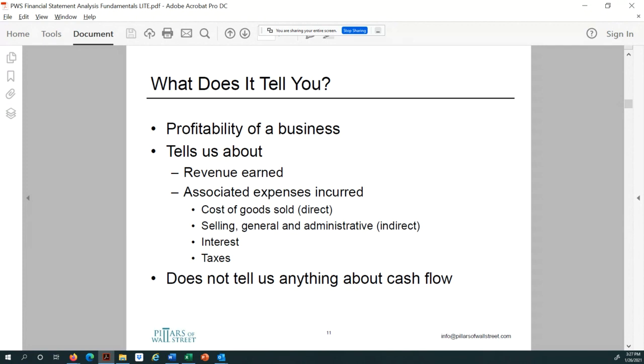Okay, any questions on that? So that's an important concept, accrual accounting. Okay, the complete opposite of cash accounting.